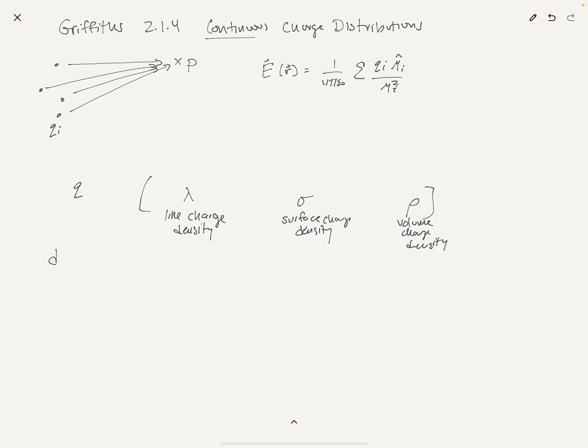So if I have some little bit of charge, I can define that little bit of charge as just my line charge density multiplied by some little bit of a line, or my surface charge density multiplied by some little bit of an area, or my volume charge density multiplied by some little bit of a volume. Now notice I've kept the prime coordinates on here because the prime coordinates are specifically related to the charges that are generating fields.